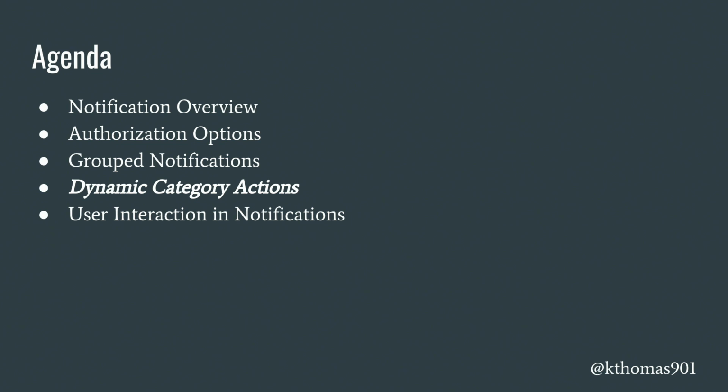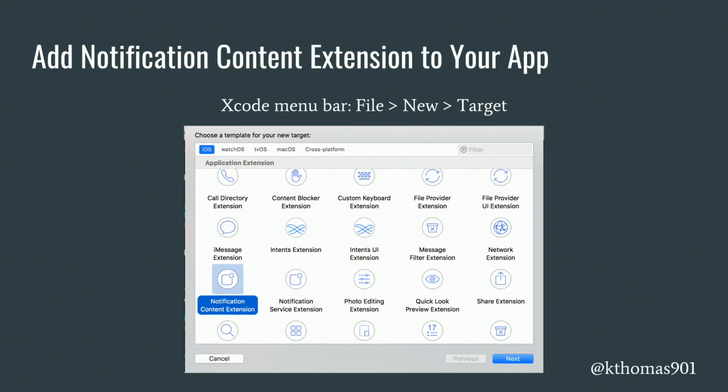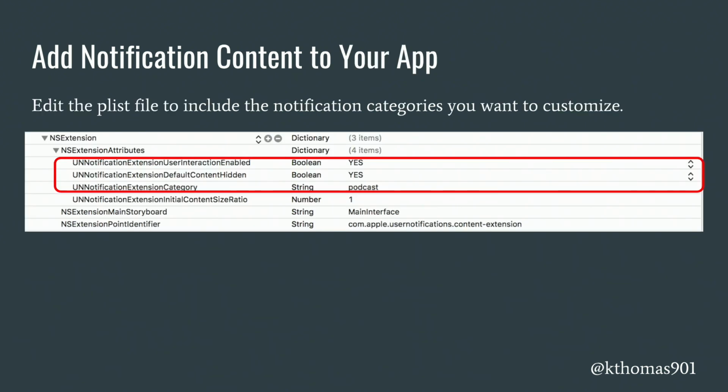Now let's get a bit into the content extension. For those of you who are not using the content extension, I'm going to go over how to actually add it to your app. First, in Xcode, you just want to set a new target and select notification content extension. It'll ask you to activate the scheme, and you would say yes. Then you want to go into the plist file. Now this part is actually really important.